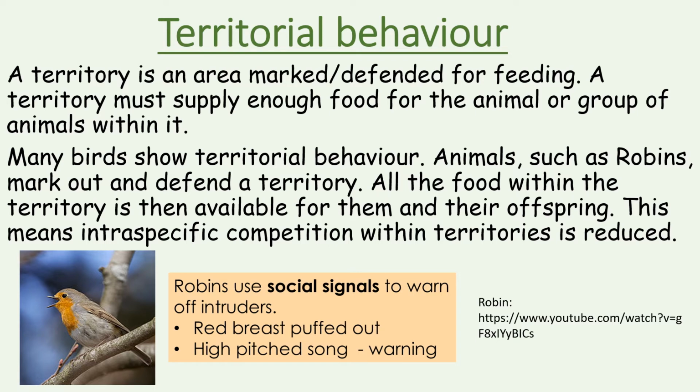So many birds show territorial behaviour. So animals such as robins mark out and defend a territory. So all the food within that territory is then available for them and their offspring. This means intraspecific competition within territories is reduced. Robins use social signalling to warn off intruders, which include puffing out their breast and a high-pitched song. You can watch a robin marking out its territory by going to the link in the corner.